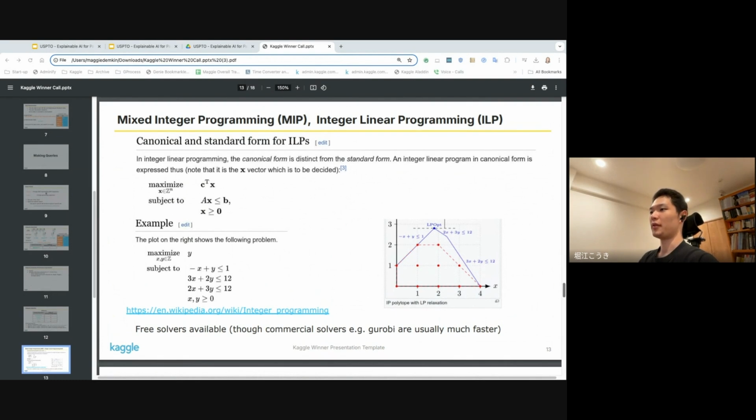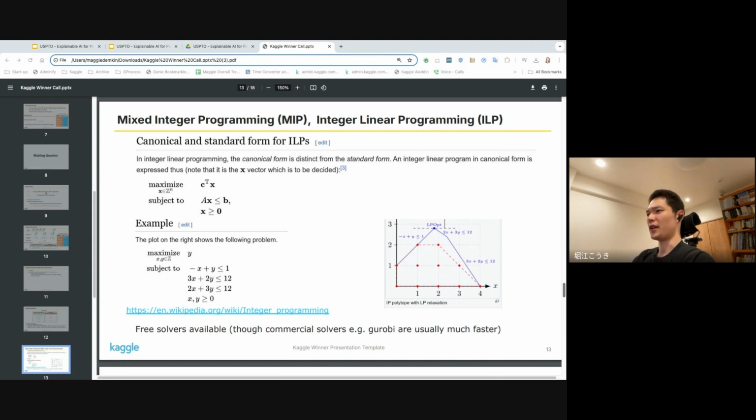The class of problems is called Mixed Integer Problem, MIP, or Integer Linear Programming, ILP. MIP is a more general class of ILP, but here I'll just explain what ILP is. ILPs are problems that can be formulated as follows. You have a vector named x, whose elements are integers, and you also have a fixed vector c, and you want to maximize cx by moving x around.